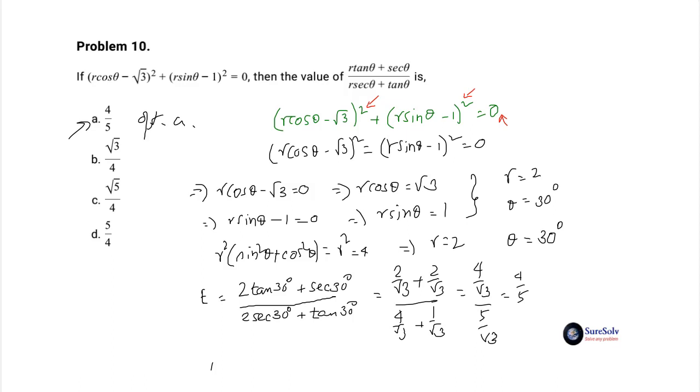Though a few of the problems look difficult at first, finally with suitable concepts and methods all could be solved in quick time. To read the detailed solutions, refer to the article in suresolve.com. Link is in the description of this video.